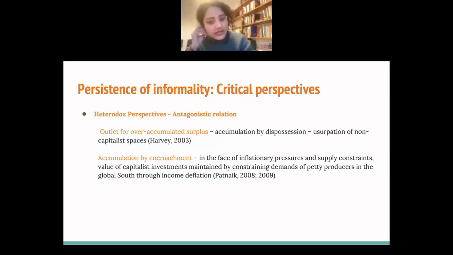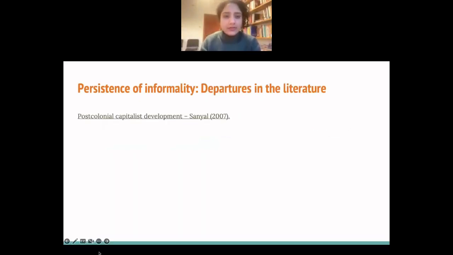Works of David Harvey, etc., have basically shown that many times you might need these spaces to exist to invest over-accumulated surplus in different places. And I'm going to skip over this.